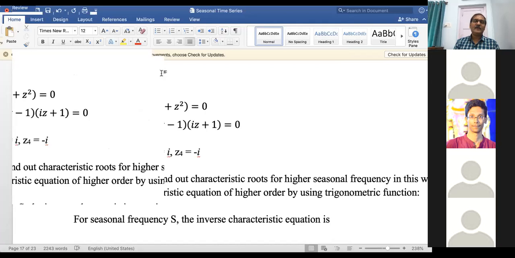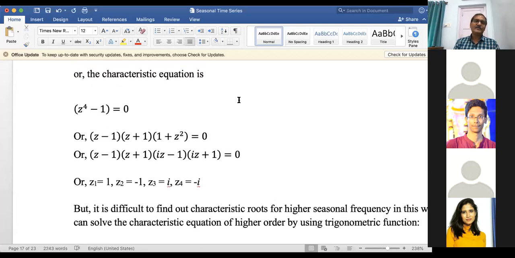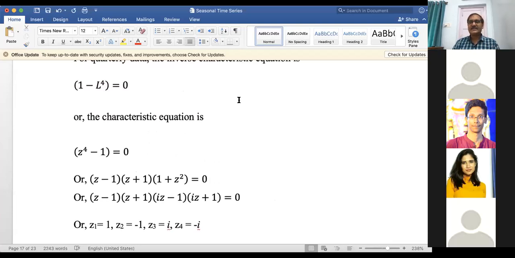If you have quarterly data. Similarly, if you have a monthly time series, the expression becomes Z to the power 12 minus 1 equal to 0. So in that case, you will get 12 values of Z, so 12 characteristic roots. What I am trying to say here is, in the case of a seasonal time series, you will get more than one unit root, even if the series follows AR1.